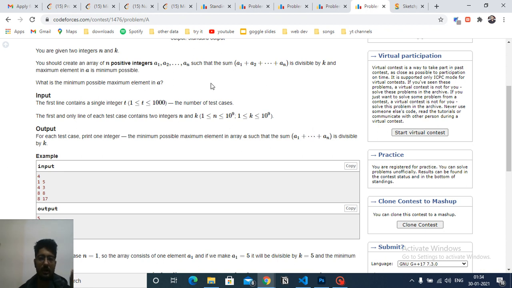but also you have to ensure that the sum of all those numbers is divisible by k, and that's the whole problem. You have to find the minimum possible maximum element of the array. So: minimum possible maximum element.